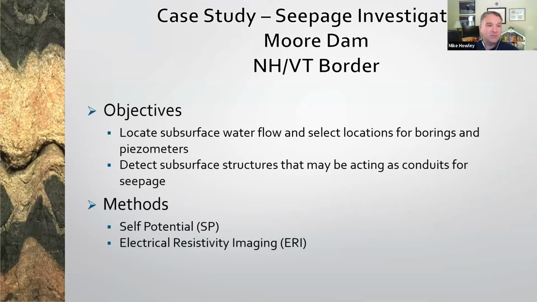The second case study I'm going to present is a seepage investigation at Moore Dam on the New Hampshire-Vermont border. The objectives of this survey were to locate water flow and select locations for borings and piezometers, as well as detect structures that may be acting as conduits for the seepage. The 2 methods used were SP and resistivity imaging.